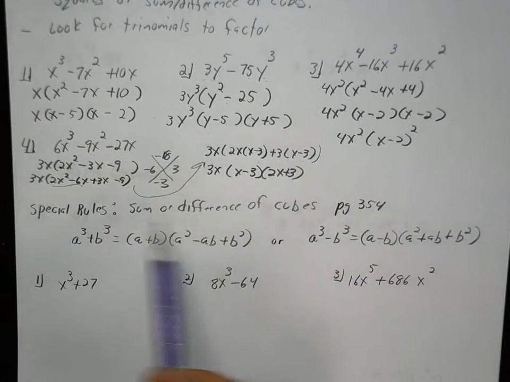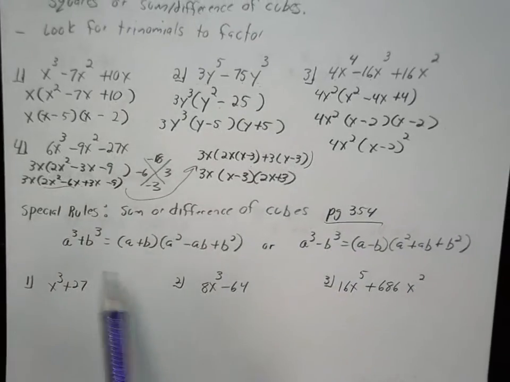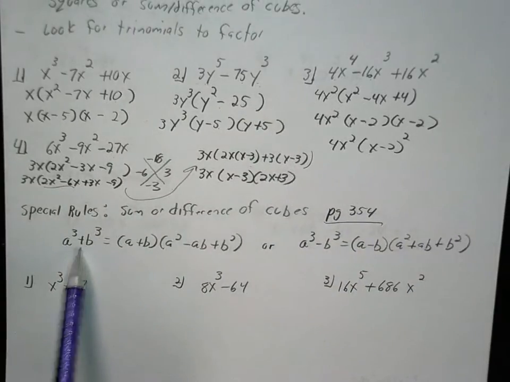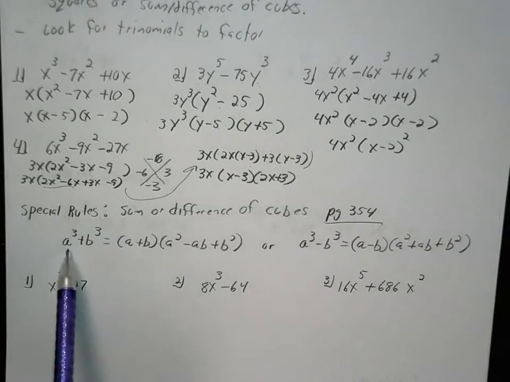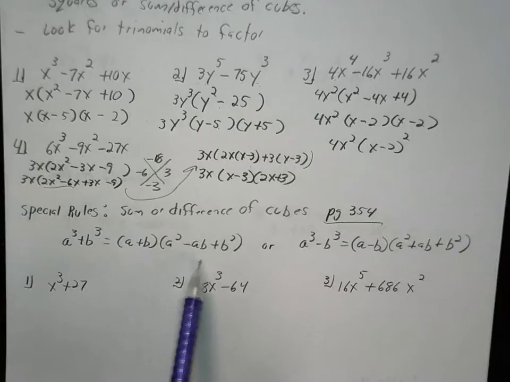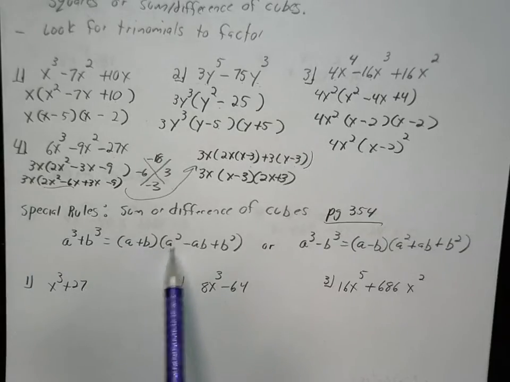Okay, special rules. Sum or difference of cubes. This we haven't seen before. It's on page 354 in your book. I also rewrote it here. If I see a sum of two perfect cube numbers or variables, it factors into this. So a cubed plus b cubed equals a plus b times the quantity a squared minus ab plus b squared.